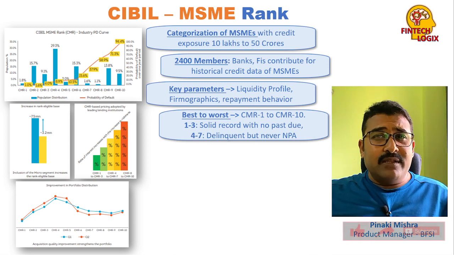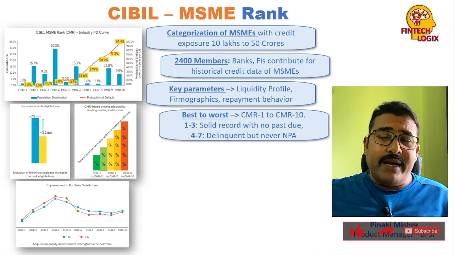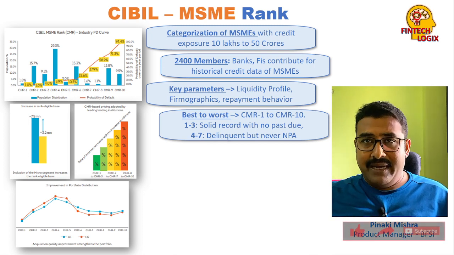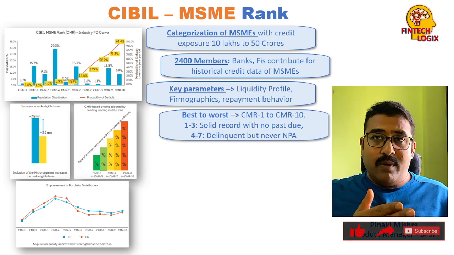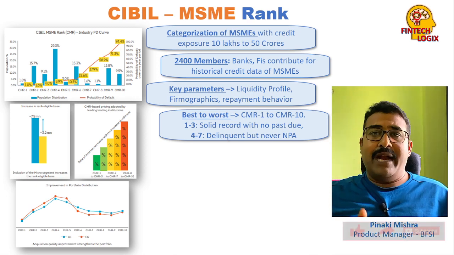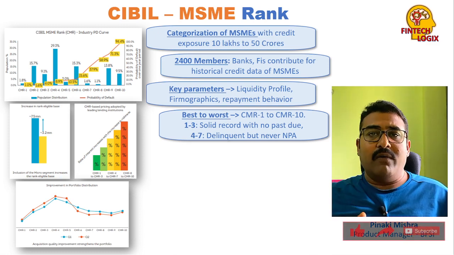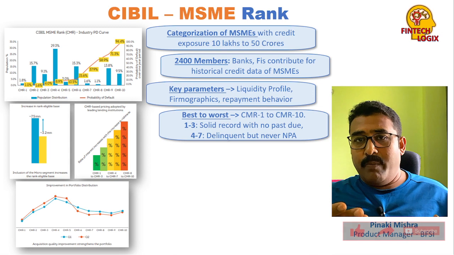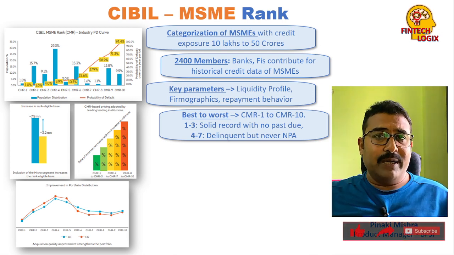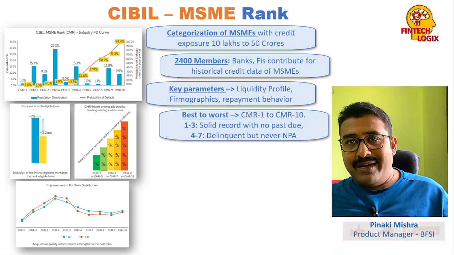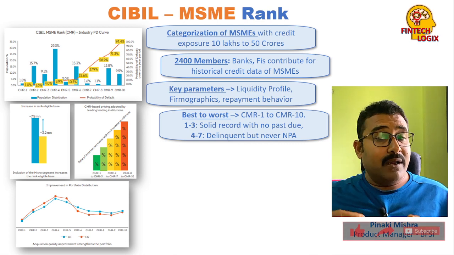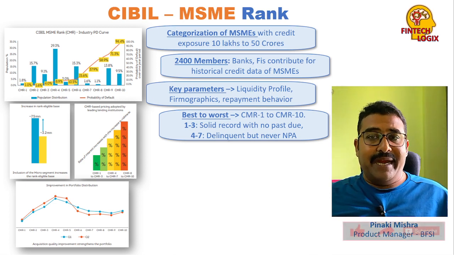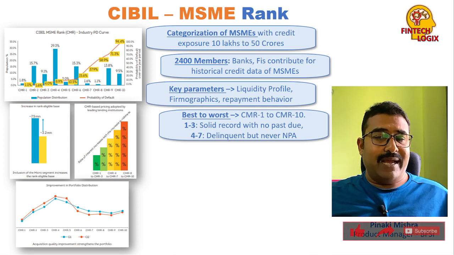How would the rank look? We have a rank of 1 to 10, called CMR, CIBIL MSME Rank, CMR 1 to CMR 10. If your rank is between 1 to 3, that would mean they have a solid record of all repayments done on time. There have been no NPAs at this point, no past dues, and those are ranked 1 to 3. If you are talking about 4 to 7, then there has been delinquency, but never a non-performing asset. And if it is above 7, that means 8 to 10, then there can be NPA scenarios as well.